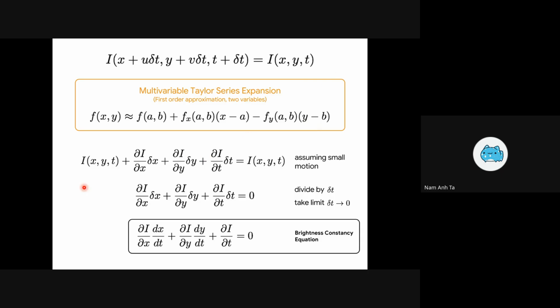So let's look at the step-by-step derivation. First, we start at the brightness constancy assumption, and we apply the first-order multivariable Taylor expansion like this. And then by rearranging the terms, you will eventually have this.